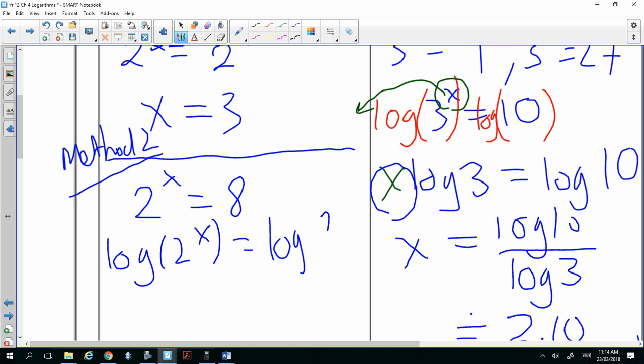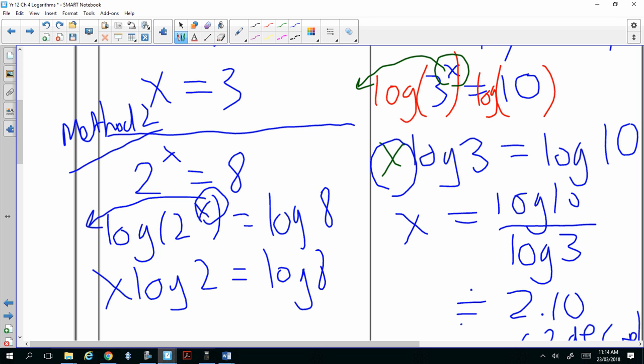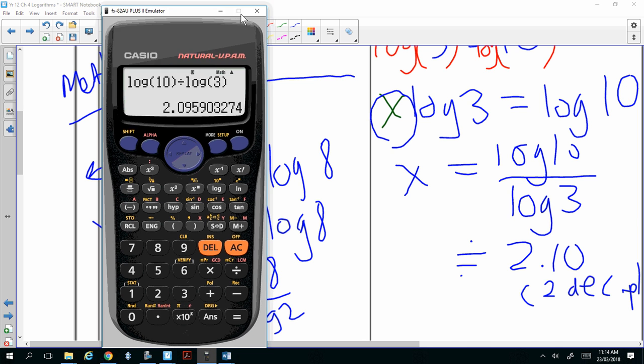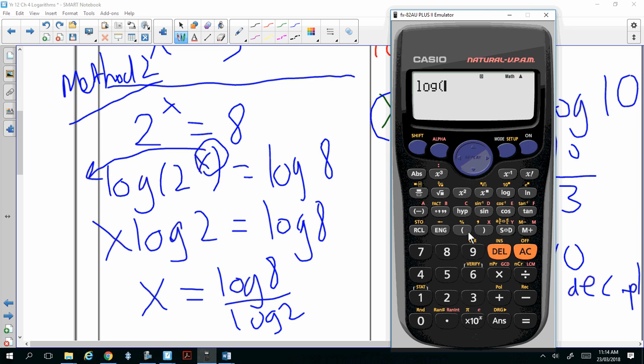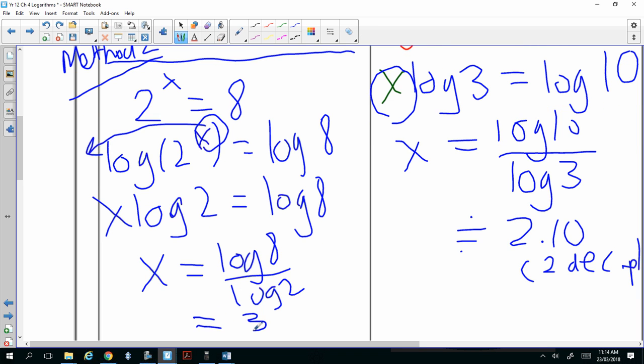And why do we log? Because the x goes down, right? x log 2 equals log 8. And then how do you find x? x is log 8 over log 2. And hopefully your calculator will give you the answer 3. Let's check this out. You write log 8 divided by log 2, close bracket, gives you 3 as expected. Any questions?